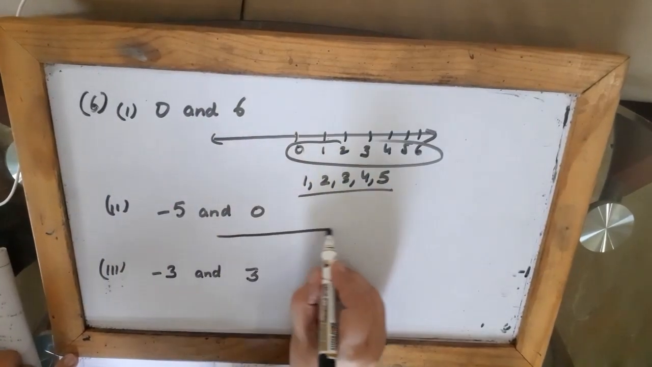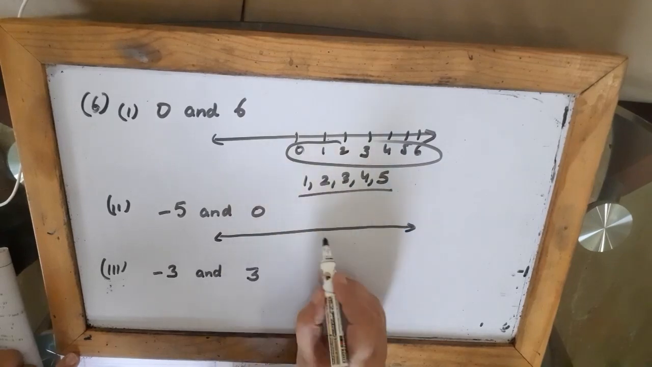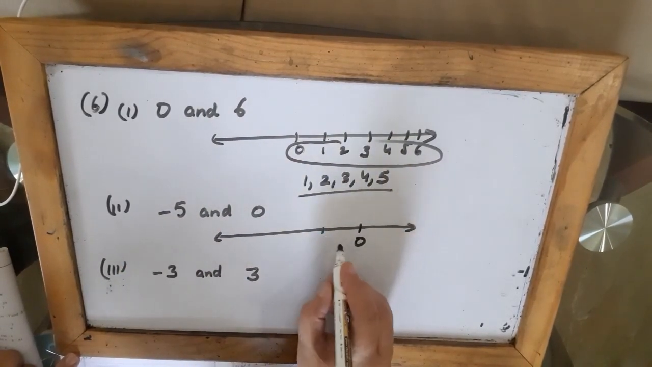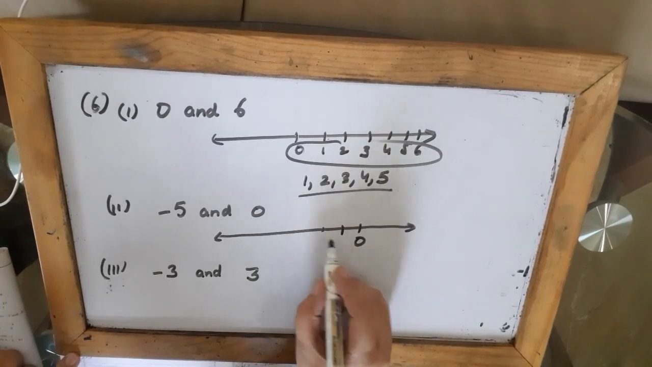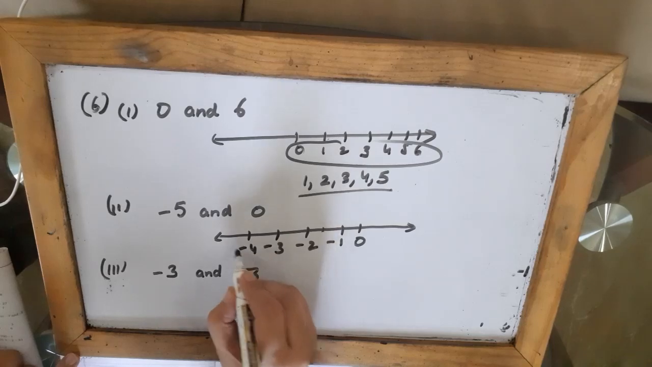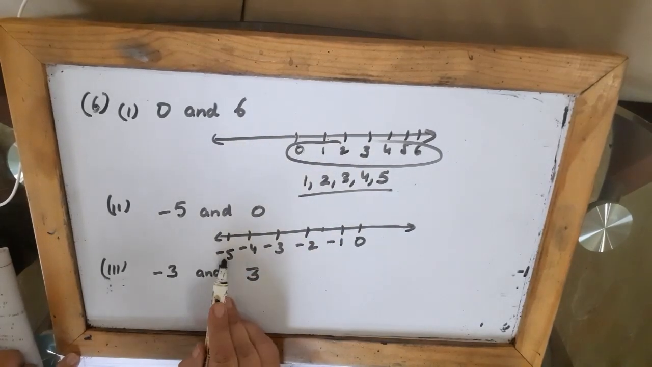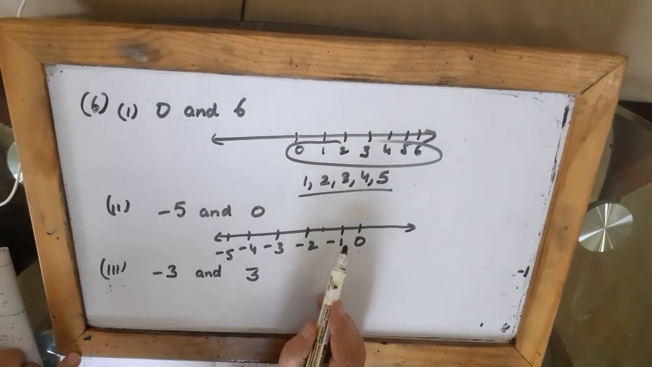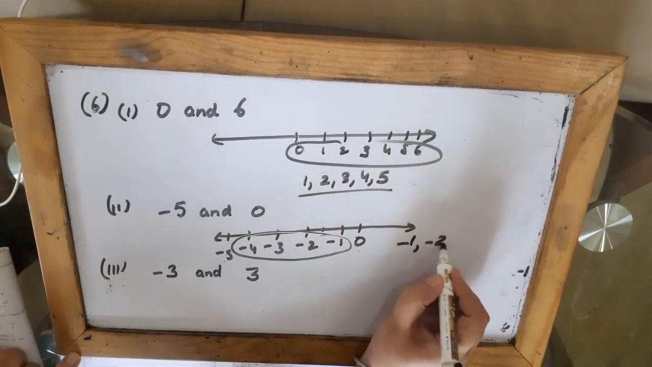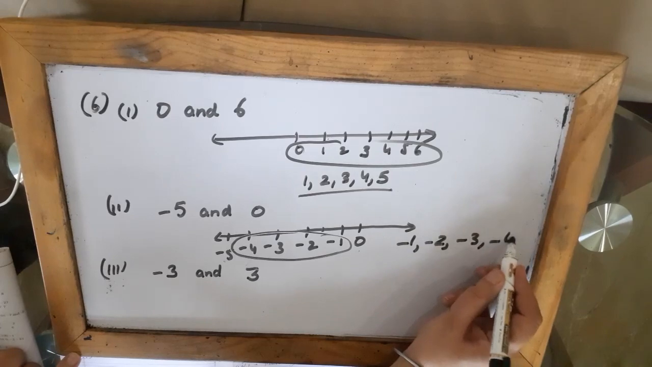Now they are asking you from between 0 and minus 5. Where is minus 5? Minus 5 is to the left of 0. So minus 1, minus 2, minus 3, minus 4, minus 5. Here is minus 5 and here is 0. So what are all the integers in between them? They are minus 1, minus 2, minus 3 and minus 4.